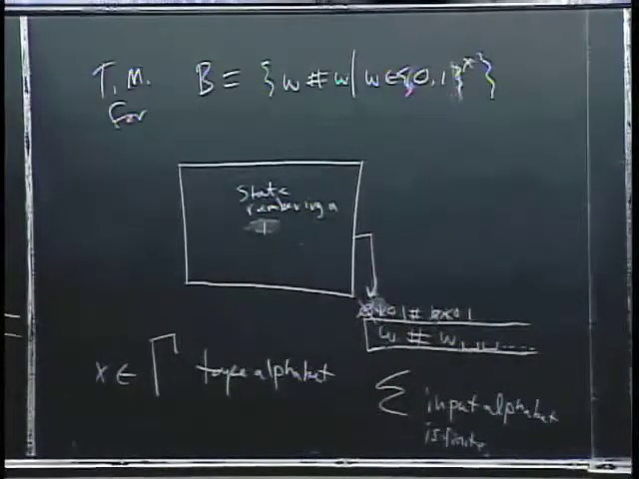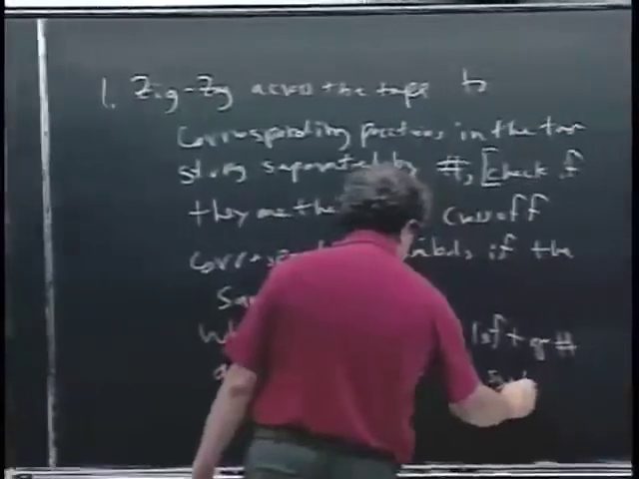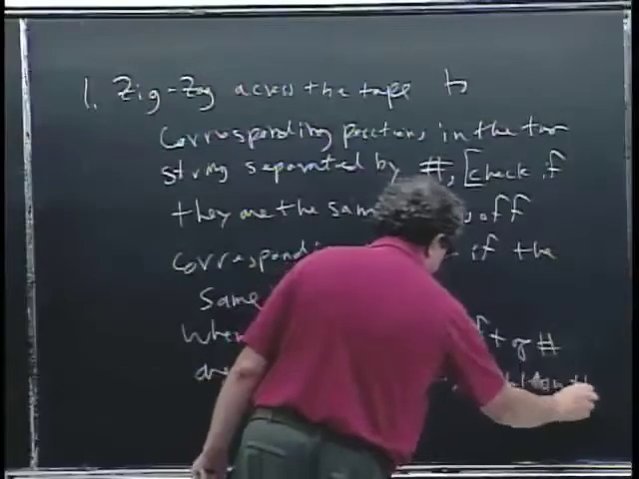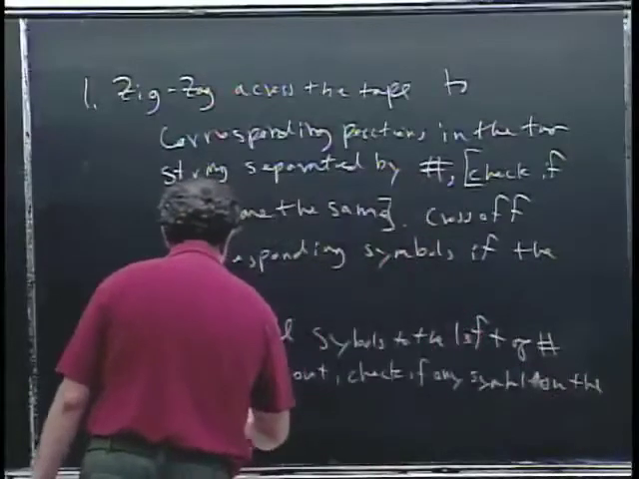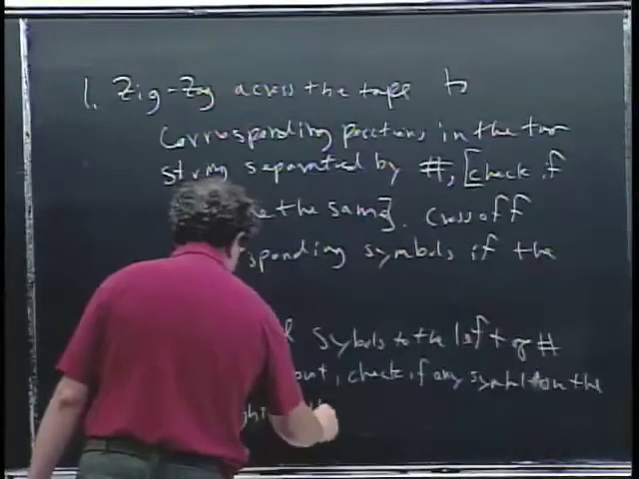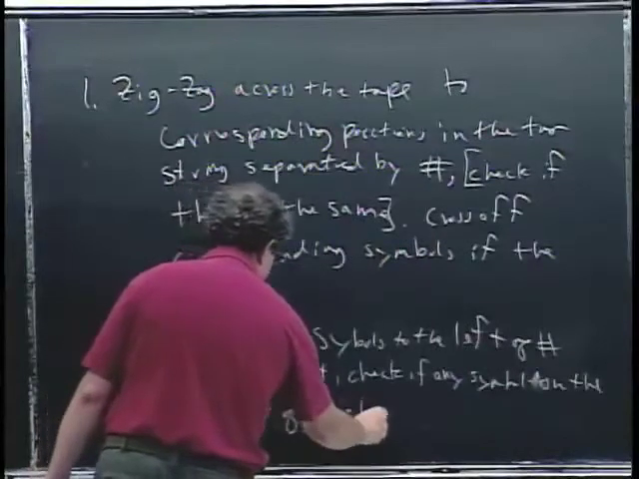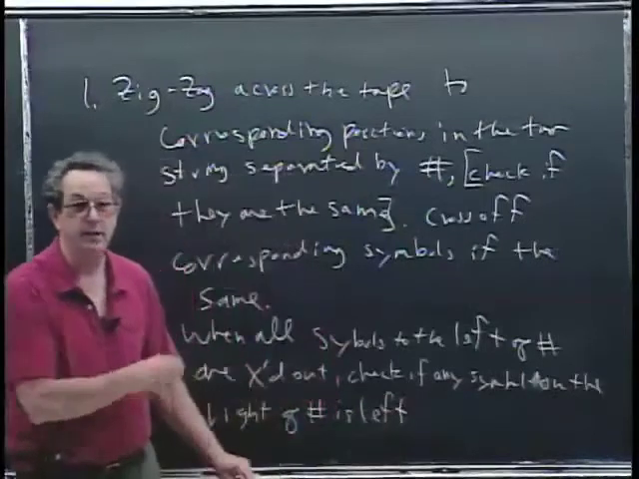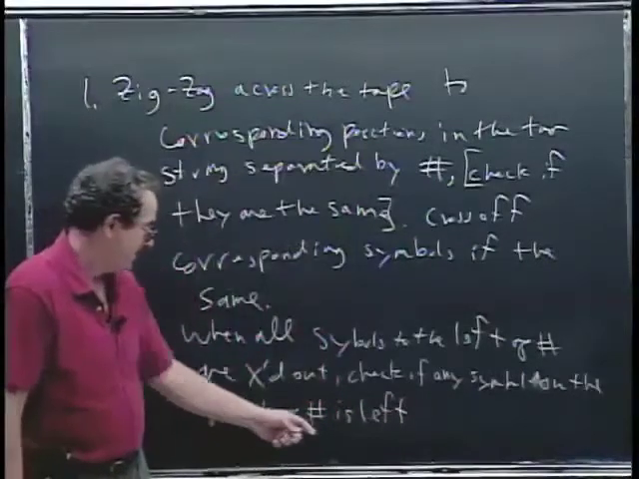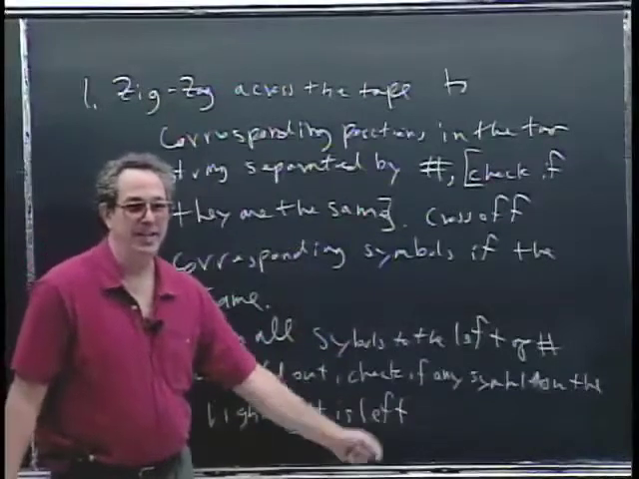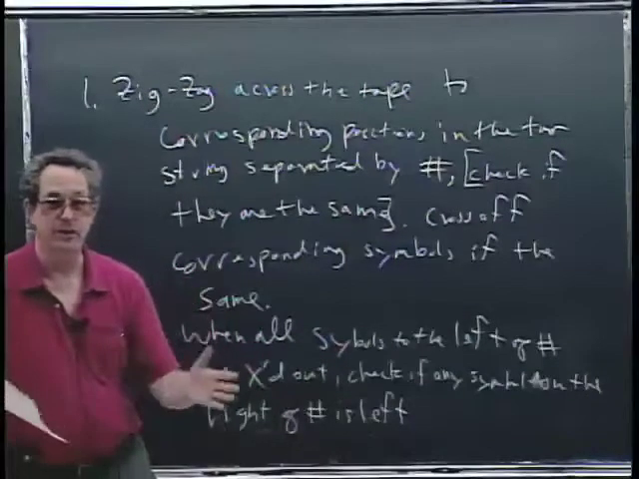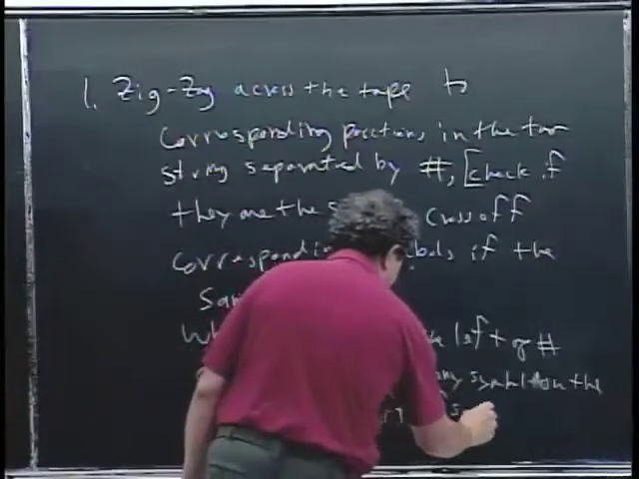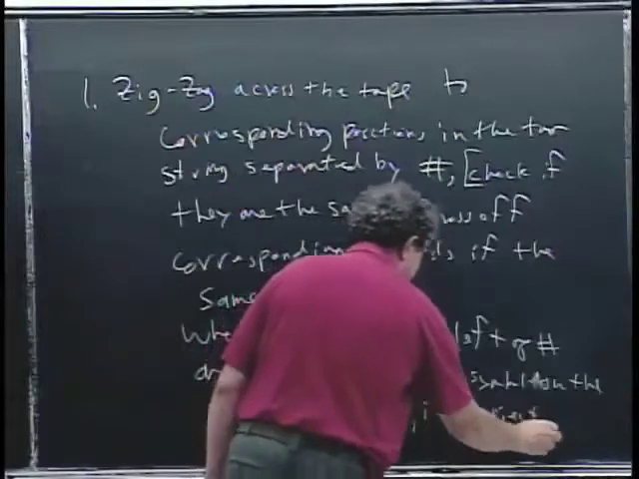Okay, when all the symbols to the left are x'd out, check if any symbol on the right of the hash is left. Okay. And if there is something that's still there, then the two sides weren't equal, and then you reject. If so, reject, else accept.